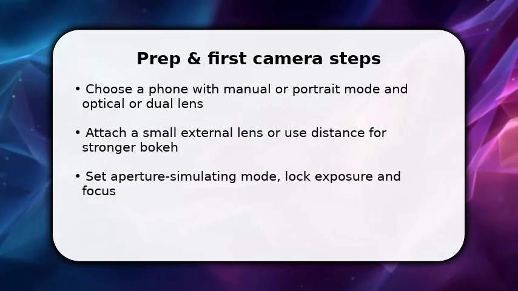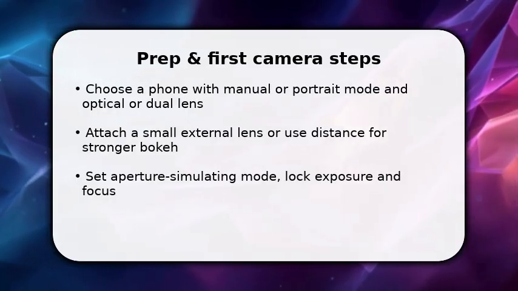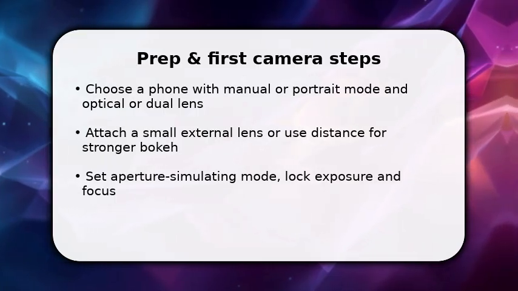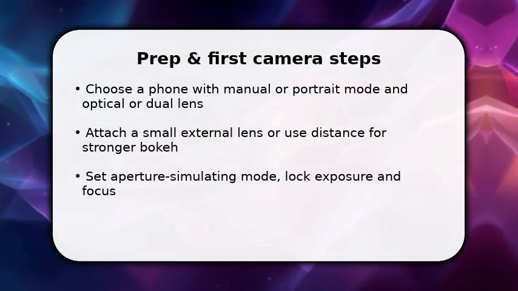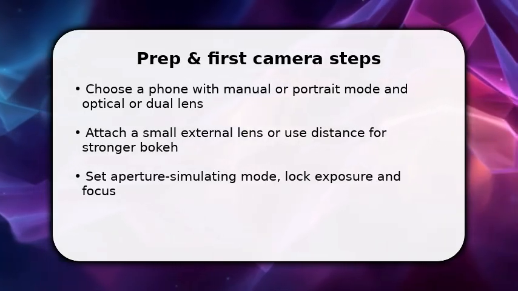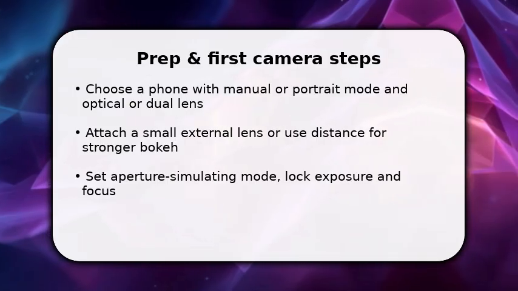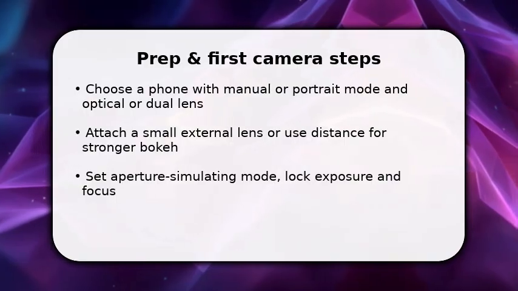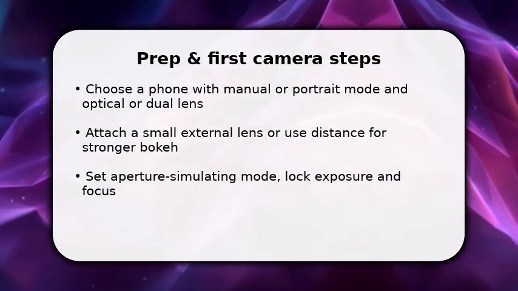You start by choosing a phone with manual or portrait mode, and if available, an optical or dual lens because lens separation increases background blur. Once ready, attach a clip-on lens or step back to increase subject-to-background distance. That's how you simulate a wider aperture. Make sure to lock exposure and focus on the subject to avoid hunting during motion.